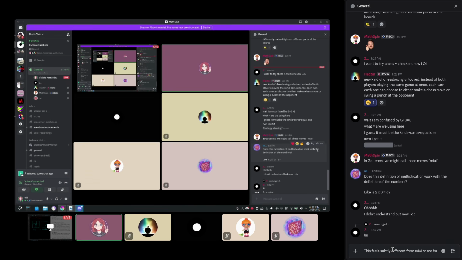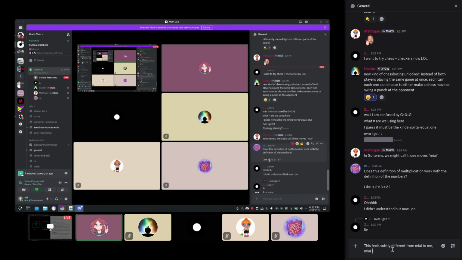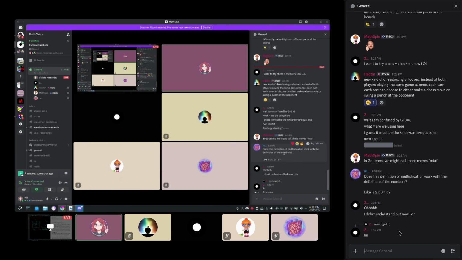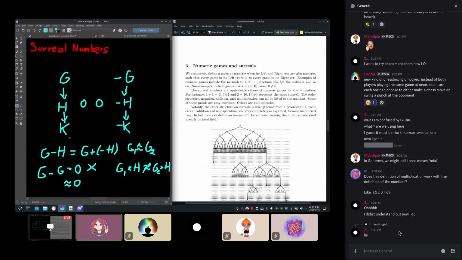Does this definition of multiplication work with the definition of the numbers? Like, is 2 times 3 equal to 6? It's order equivalent to 6, not literally equal to 6. The idea is that multiplication really only works in certain restricted classes of games, and numbers are going to be one of those. Maybe I'll explain where multiplication comes from after I explain what a numeric game is. So let me do that real quick.